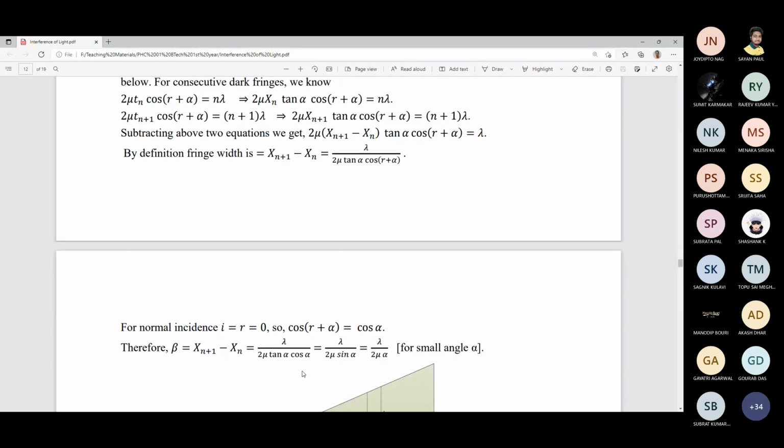Lambda divided by twice mu sin alpha. Now, if alpha is very small, then we will get lambda divided by twice mu alpha, because sin alpha is equal to alpha. So the fringe width beta in case of a wedge-shaped film is lambda divided by twice mu alpha. That is the fringe width. This point is clear?